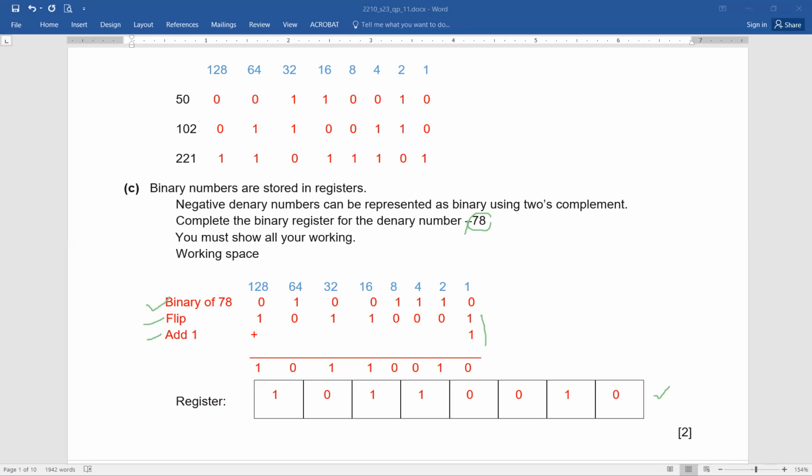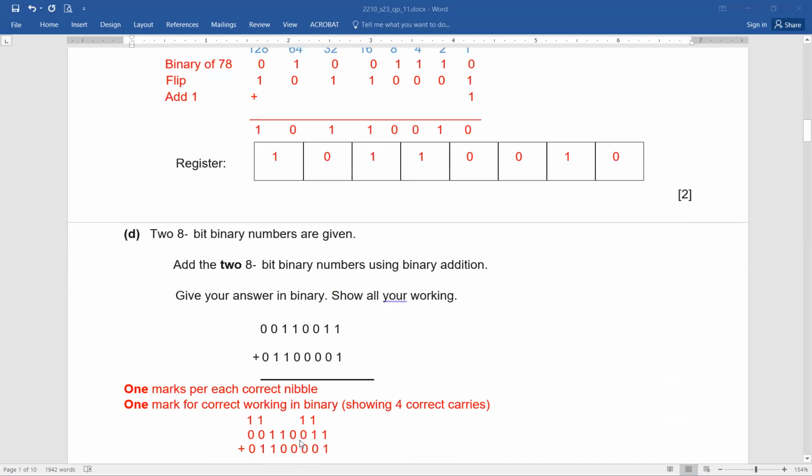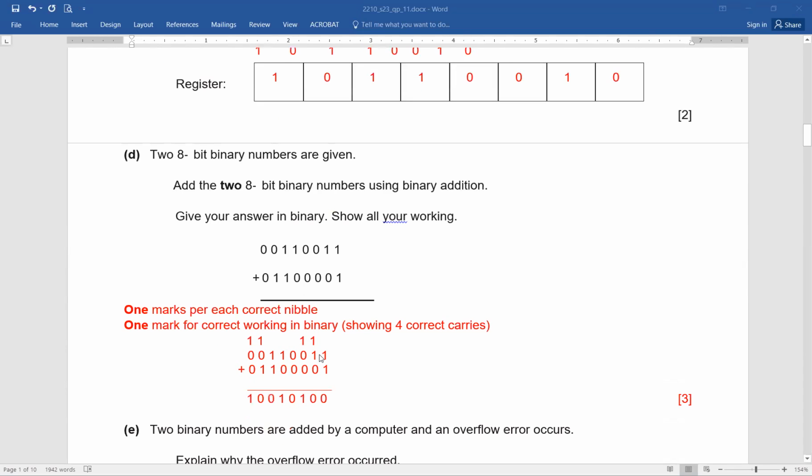Okay, maybe move ahead. That's wonderful. Now, in this manner, you can easily score 2 out of 2. 2 8-bit binary numbers are given. Add the 2 8-bit binary numbers using binary addition. Give your answer in binary, show all your working. So these are your 2 binary numbers. It's a 3-mark question. And how will you score? 1 mark is for each correct nibble.